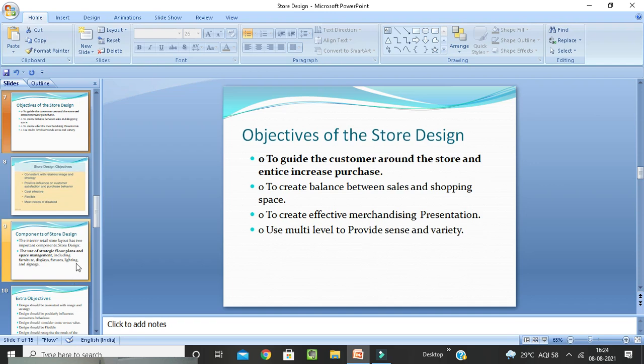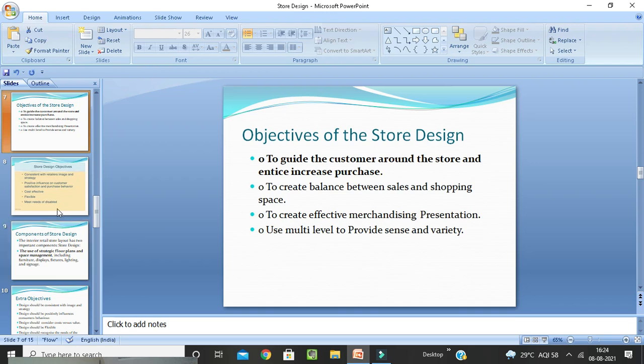Now, what are the objectives of store design? We will have store design to guide the customer around the store. The design should be consistent with image and strategy, which is there in upcoming slides. The objectives are to guide the customer around the store and entice increased purchase, to create balance between sales and shopping space, to create effective merchandising presentation, and to use multi-level displays to provide sense and variety.